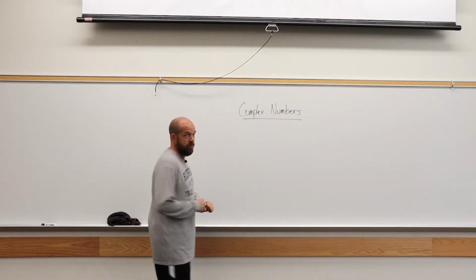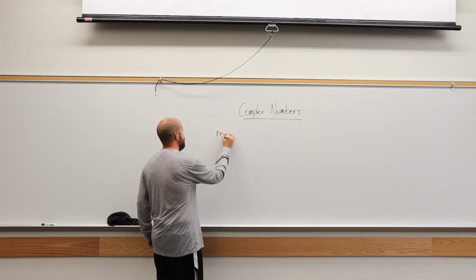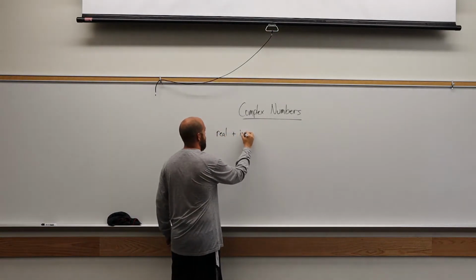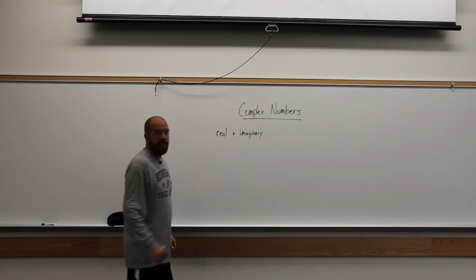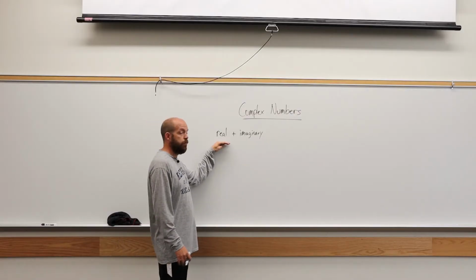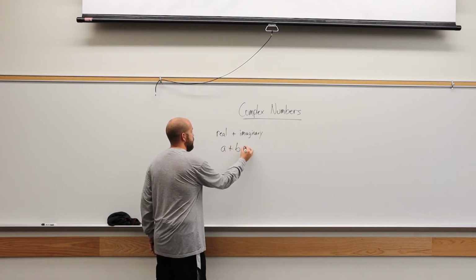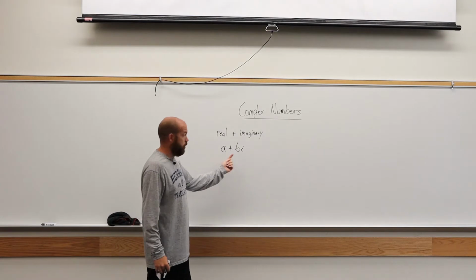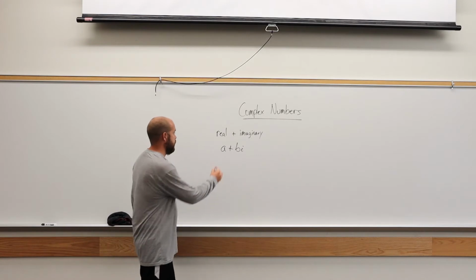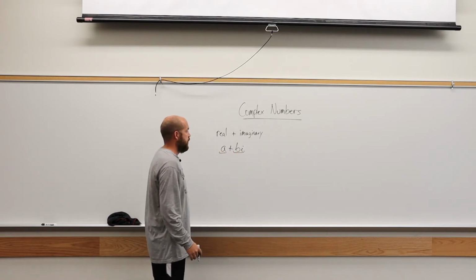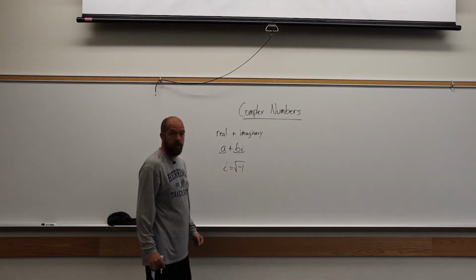All right, so a complex number has a real component and an imaginary component, and it looks like this: a plus bi. So a is the real part, b is the imaginary part. i represents the imaginary term here. So there we go. i equals the square root of -1.